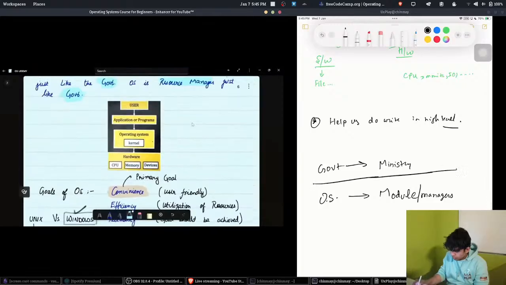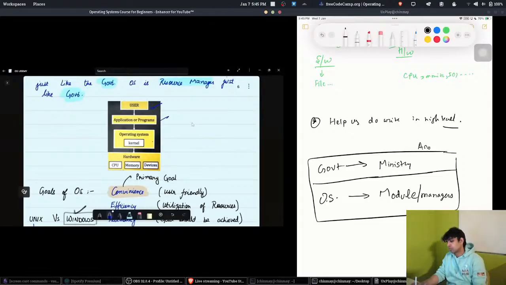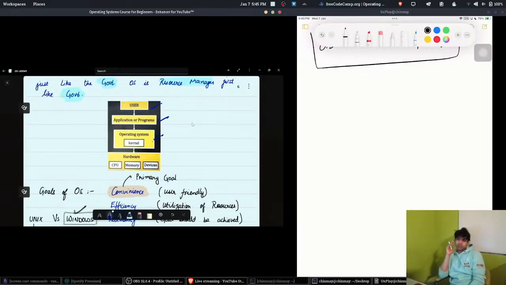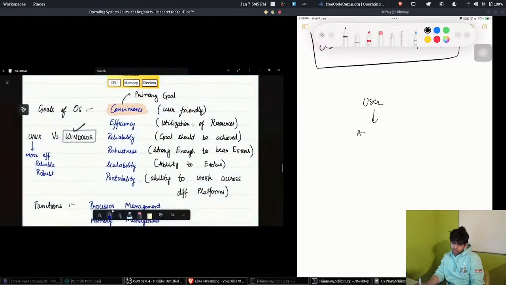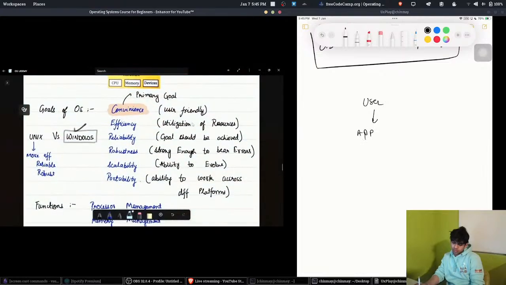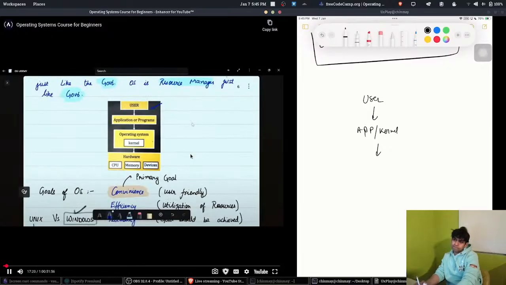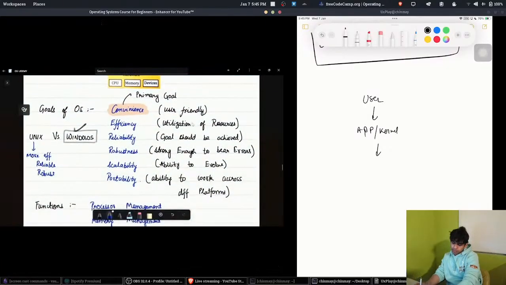Okay. So let me explain again. The user communicates to the application program. The application program goes to the kernel, the operating system kernel. Then at the lowest level, there are hardware, memory, or devices. Okay. So now the question arises, in the introduction we should also study what the goals of the operating system are.